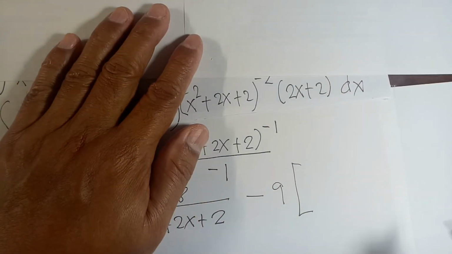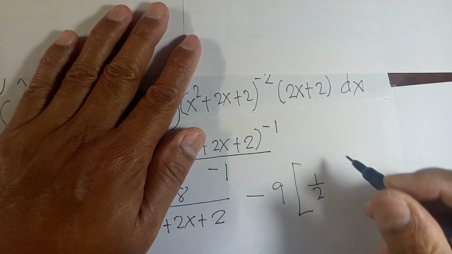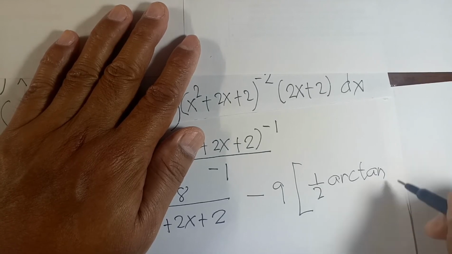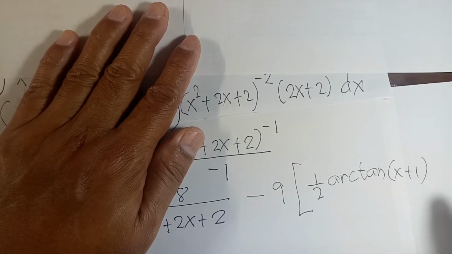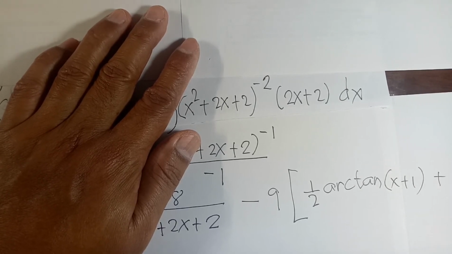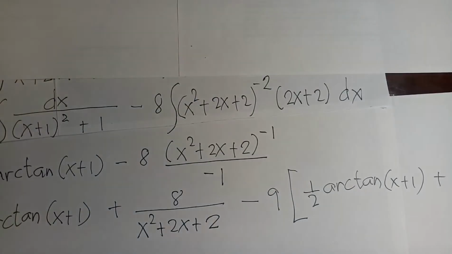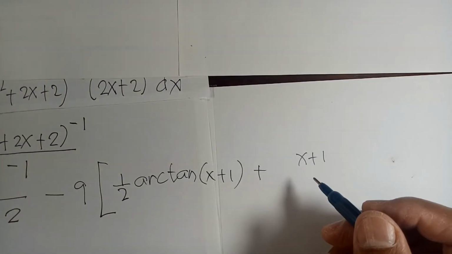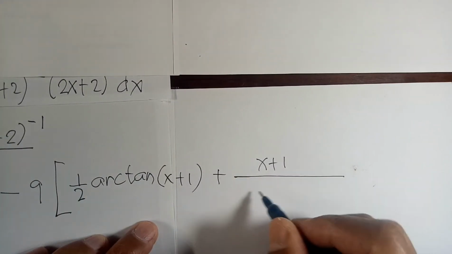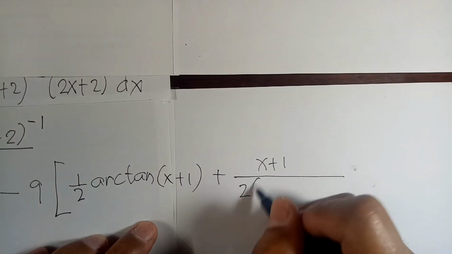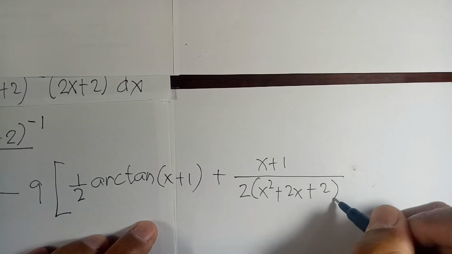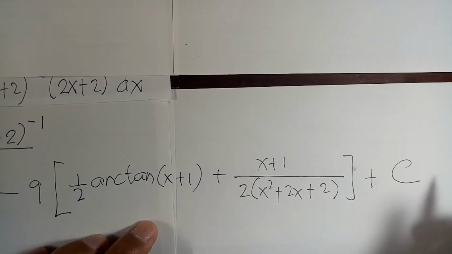So we have 1/2 arc tangent of x plus 1, and then plus x plus 1 divided by 2 times x squared plus 2x plus 2, and then plus c.